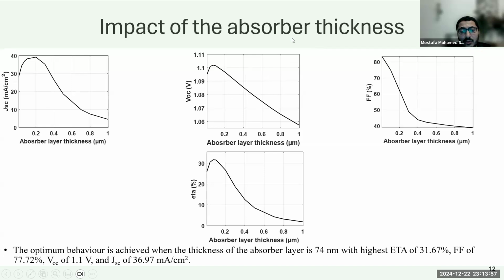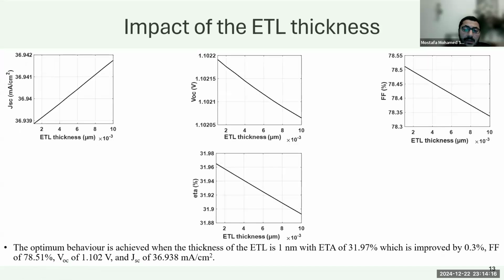The impact of the absorber thickness, which was the polymer layer: the optimum behavior is achieved when the thickness of the absorber layer is 74 nanometer with the highest eta of 31.67. The impact of the ETL thickness is very low, but we choose 1 nanometer with eta of 31.97.